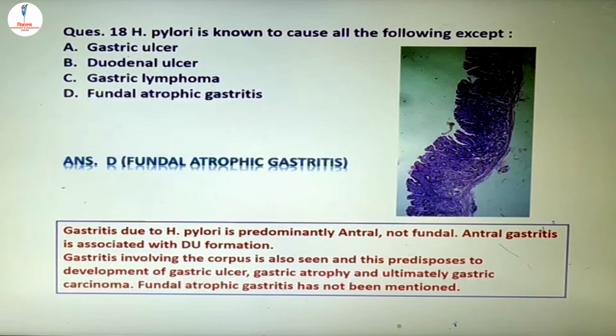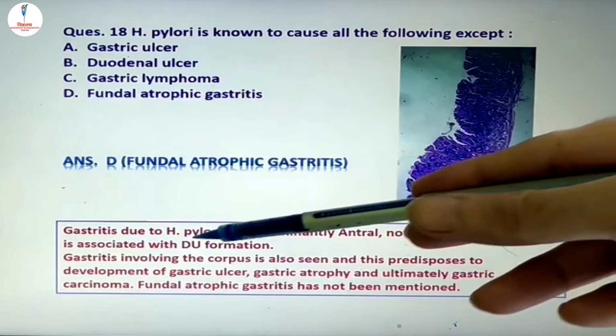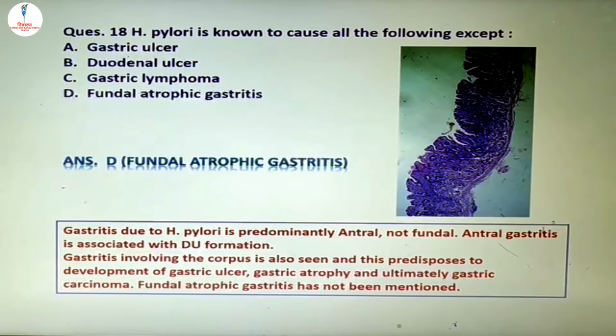H. pylori is known to cause all of the following. So again, going into the detail of H. pylori, gastritis due to H. pylori is predominantly antral, not fundal. It is antral, not fundal. Antral gastritis is associated with duodenal ulcer formation, and gastritis involving the corpus predisposes to gastric cancer, gastric atrophy, and gastric ulcer.